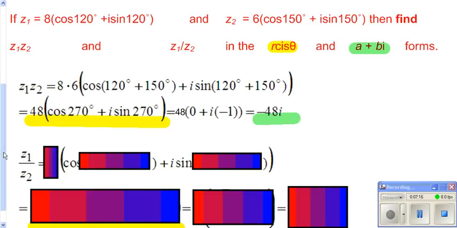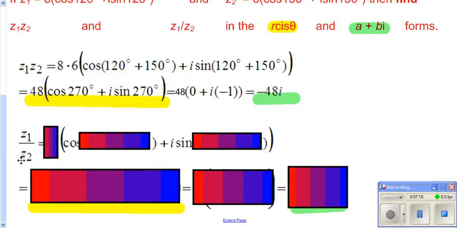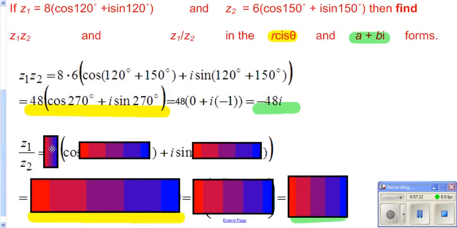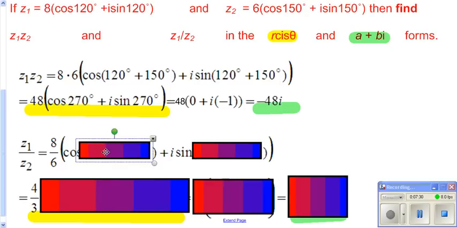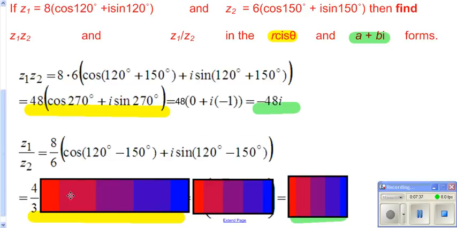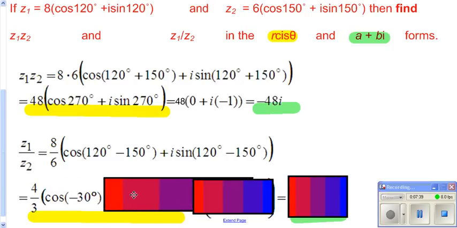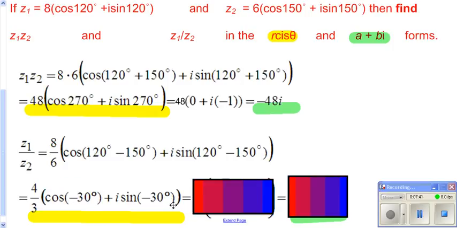We want to do something very similar for our dividing. Dividing your complex numbers, our rules say to go ahead and divide your two r's. So we get 8 over 6, which reduces down to 4/3. And then it says you want to go ahead and subtract your angles. So you get 120 minus 150 for your angles. Well, that gives you negative 30 degrees here. So now we have our trig form.